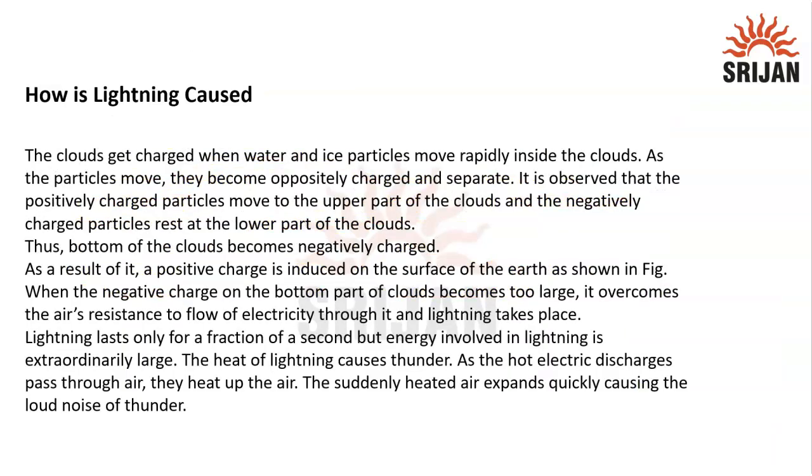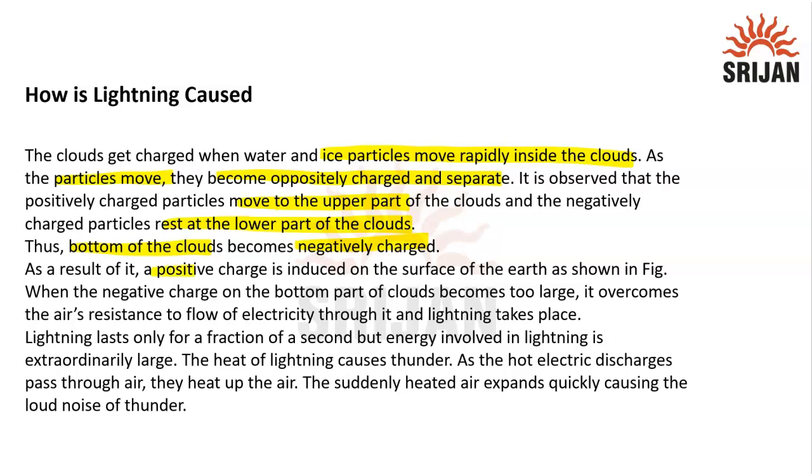How is lightning caused? So the clouds get charged when water and ice particles move rapidly inside the clouds. As the particles move, they become oppositely charged. It is observed that the positively charged particles move to the upper part of the clouds and the negatively charged particles rest at the lower part of the clouds. Thus, the bottom of the clouds becomes negatively charged.